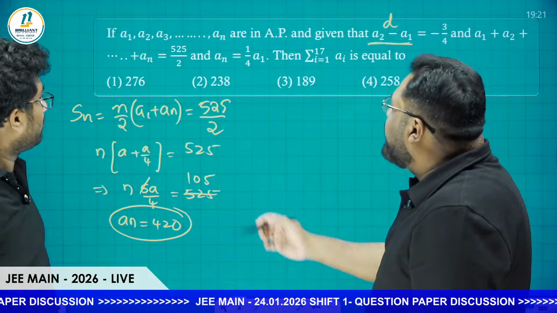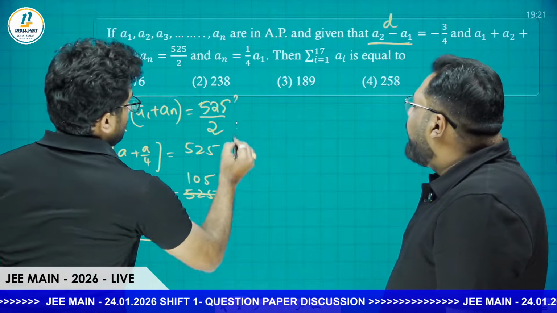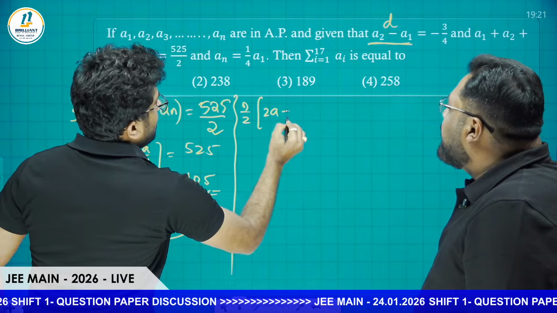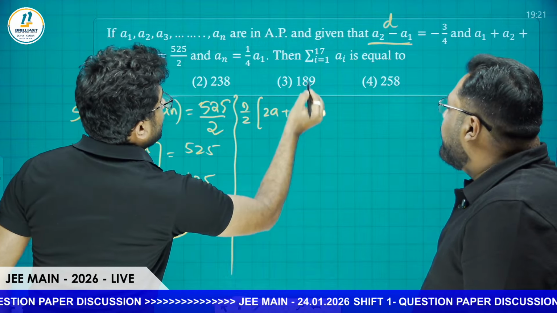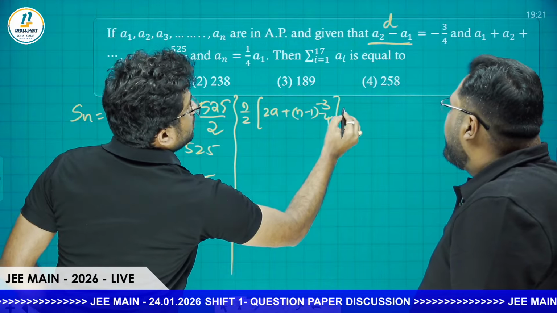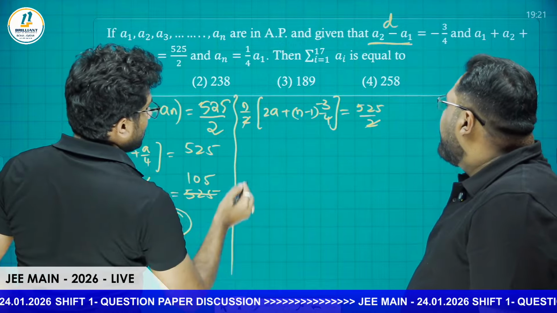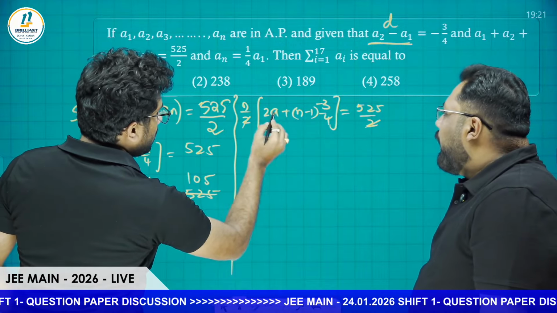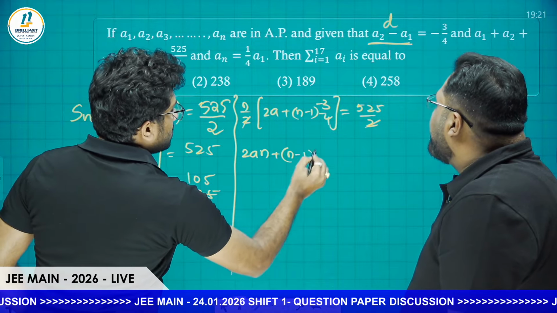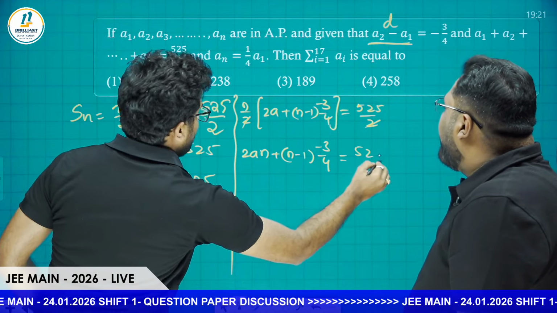Let's use this relation. You have one more formula for the sum, right? Yes, sir. You can put in that. So N by 2 into 2A plus N minus 1 into D, where D is minus 3 by 4, is equal to 525 divided by 2. The 2 gets cancelled. Here we'll get N into 2AN plus N into N minus 1 into minus 3 by 4 is equal to 525.